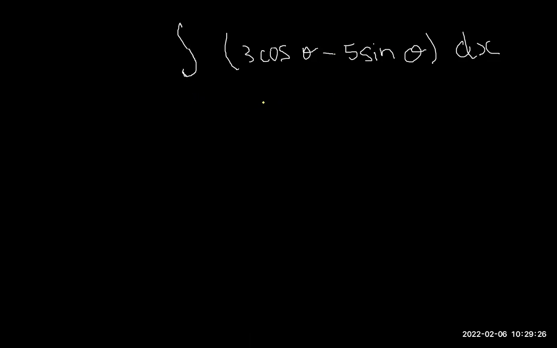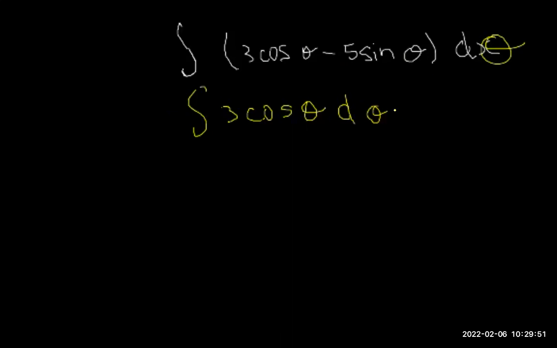So I see a difference here. I apply that first rule. So what does that first rule tell me? If I see a difference, all I'm doing is integrating each term. So in this case, my two terms are 3 cos theta and 5 sine theta. So I find the integral of 3 cos theta, with respect to theta, and then minus the integral of 5 sine theta with respect to theta.